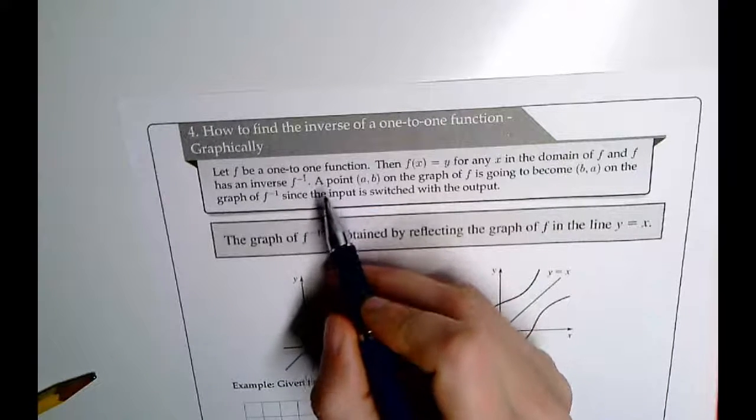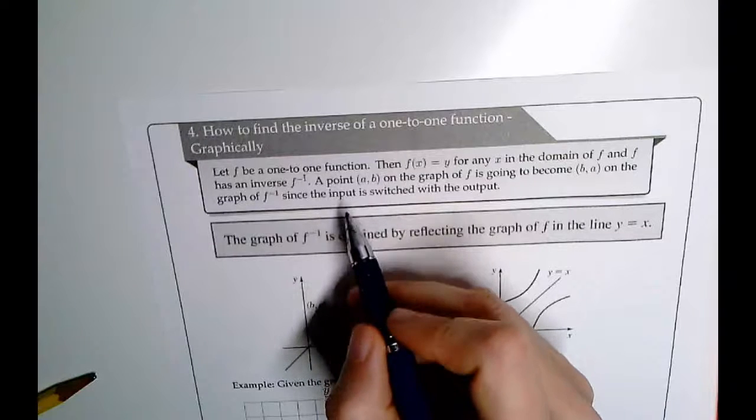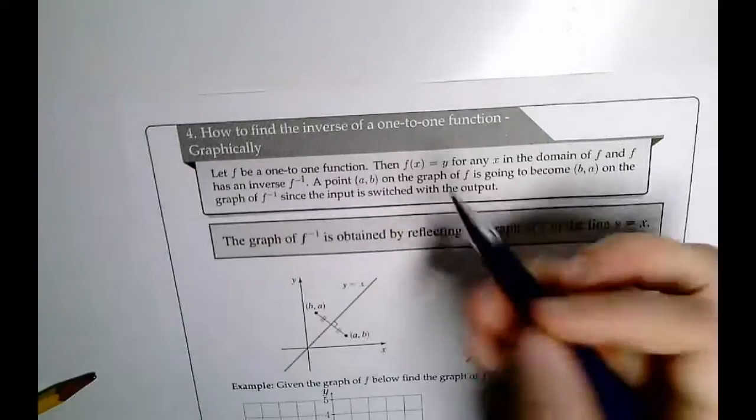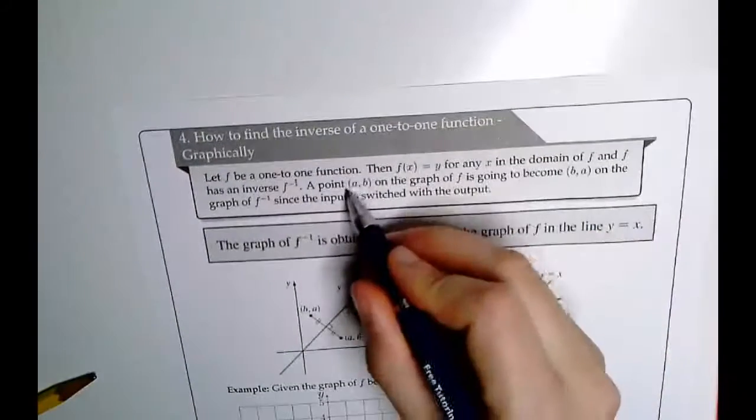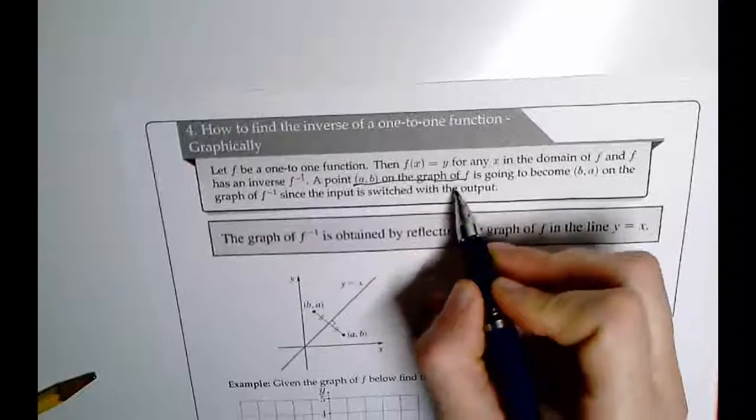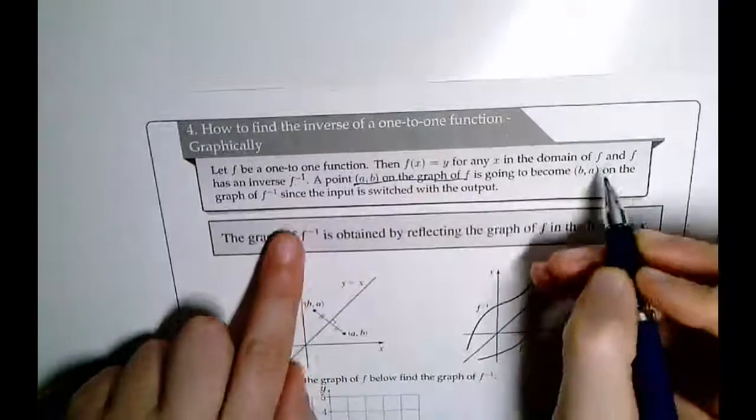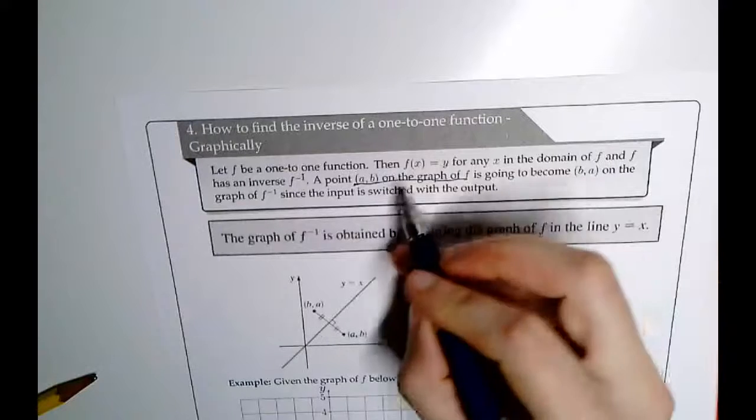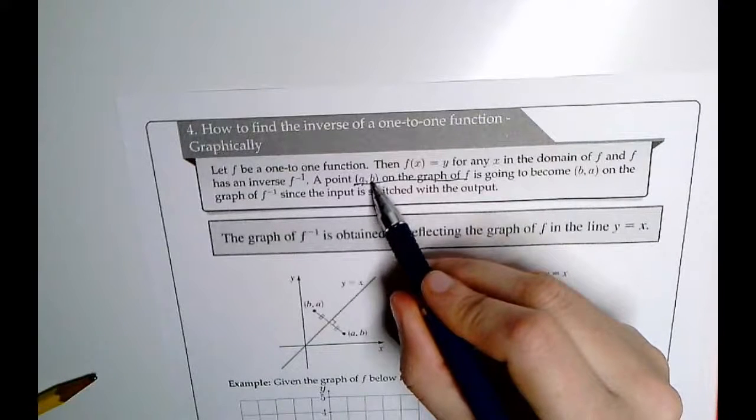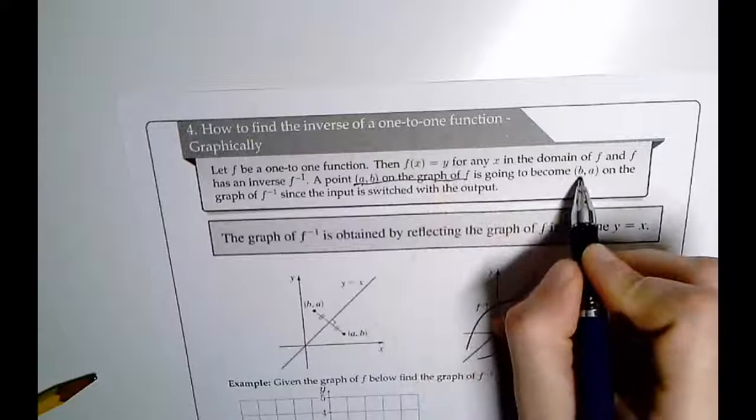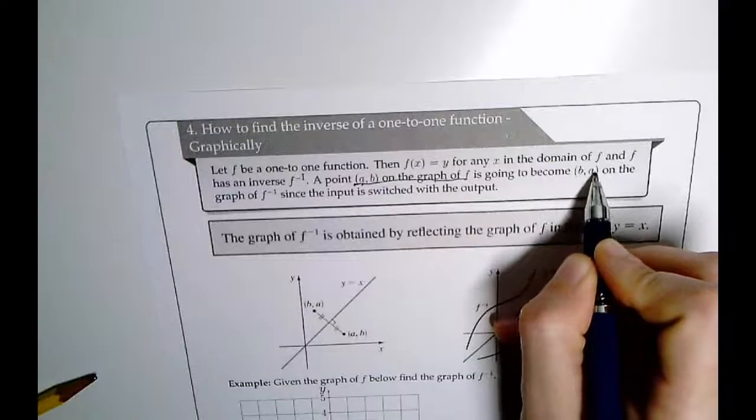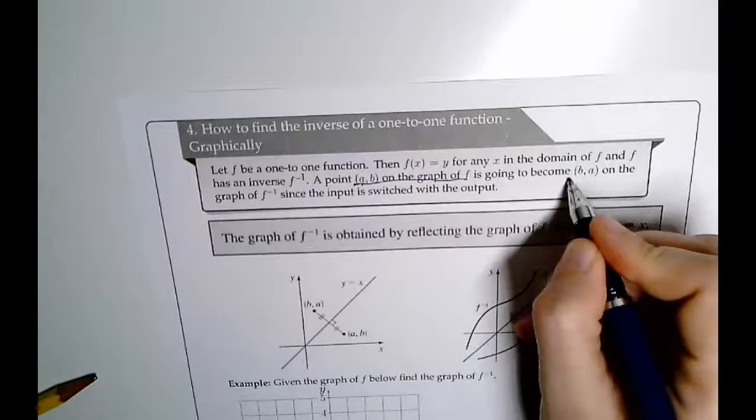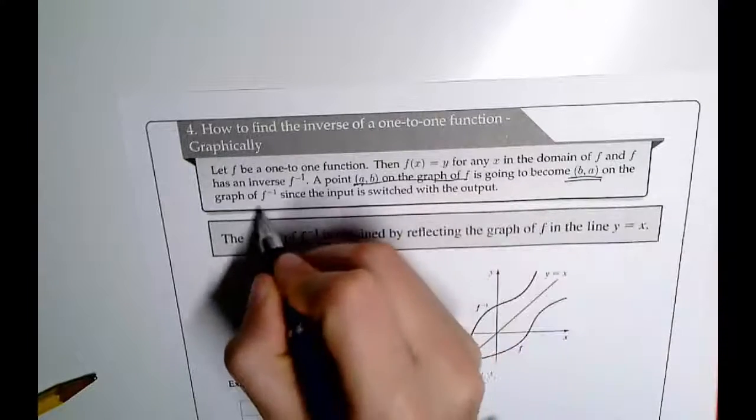So what do we mean by that? Well, if I have a point (a, b) on the graph of f, then what's going to be a point on the graph of f inverse if they switch the domain and the range? So that means that I switch. This is for my x and this is for my y. So if I switch them, this is going to be my x now and this is going to be my y. So a point (a, b) on the graph of f is going to become a point (b, a) on the graph of f inverse.